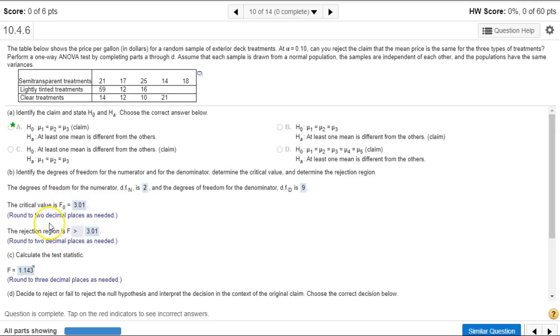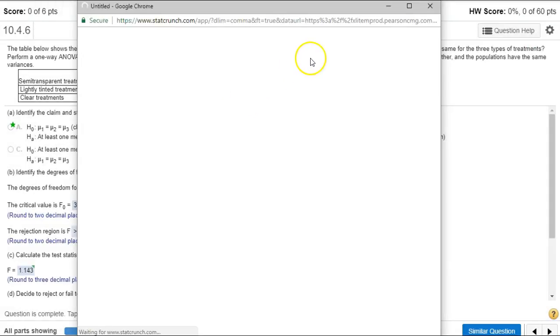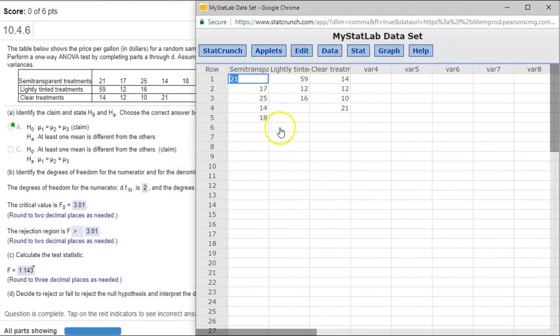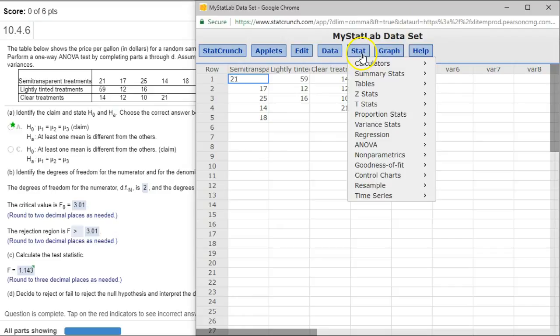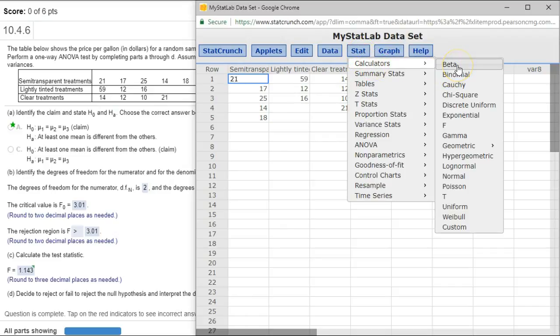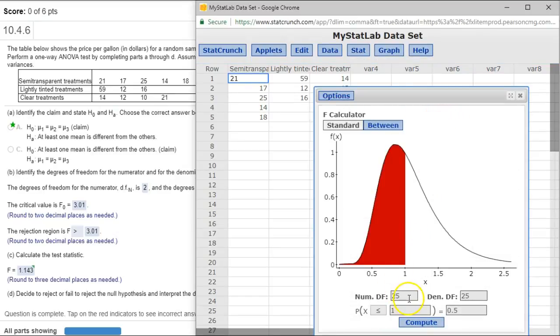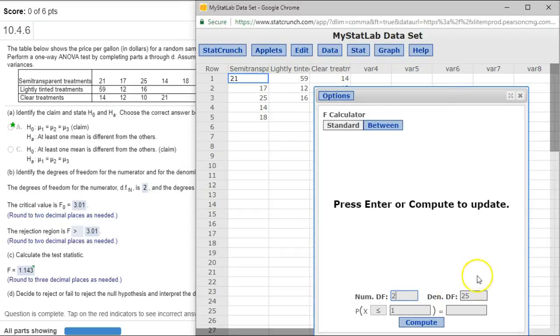As you may know, the critical value and rejection region is based off of the calculator feature on StatCrunch. So let's open the data in StatCrunch. We don't actually need the data for the rejection region, but we might as well open it because we will need it. Okay, so we want stat calculators, and ANOVA is an F distribution. So we need the degrees of freedom of the numerator, and as mentioned before, that's 2. And degrees of freedom of the denominator is 9.